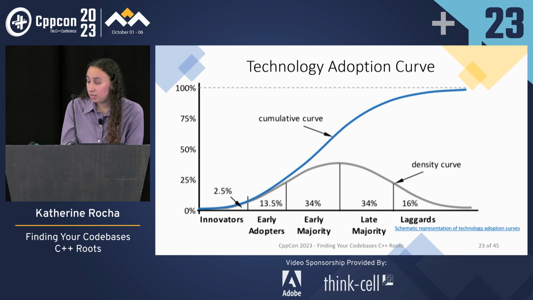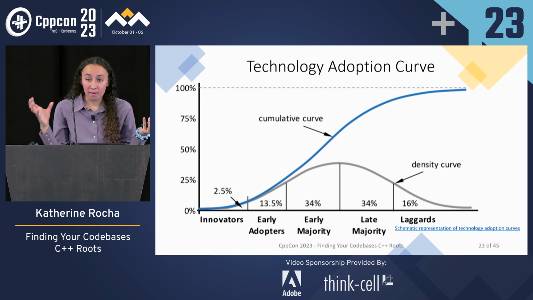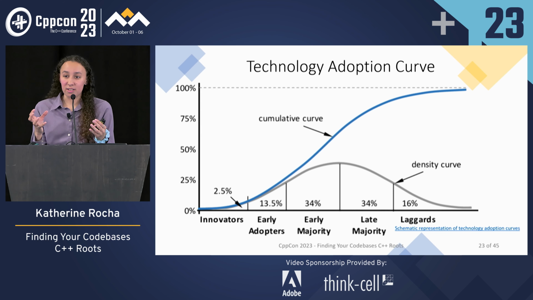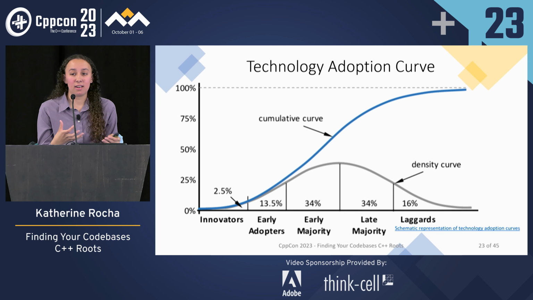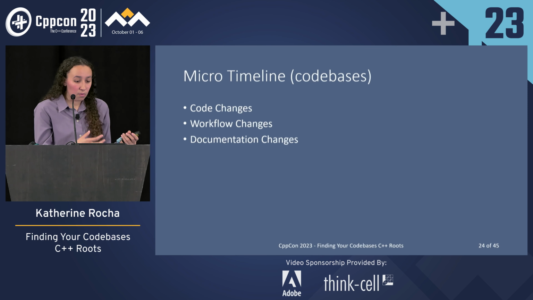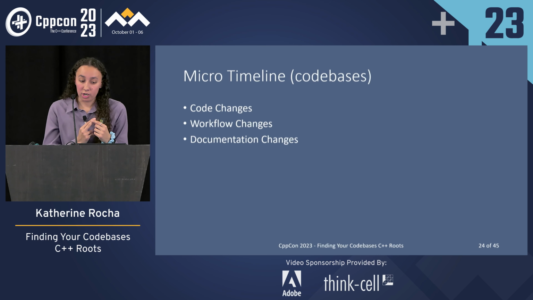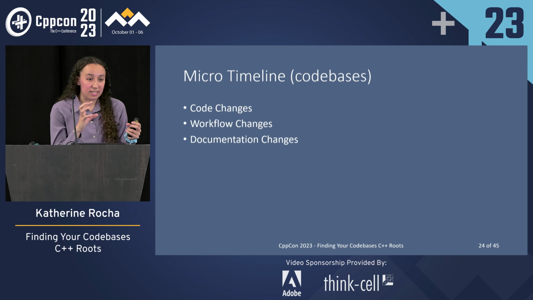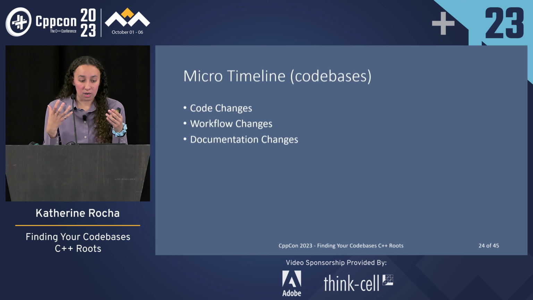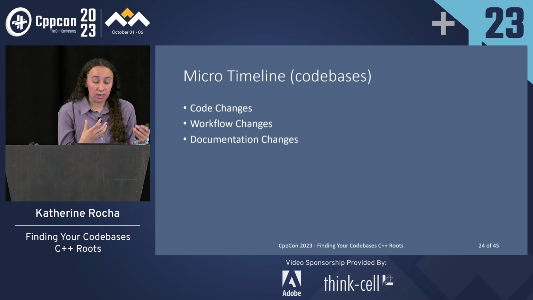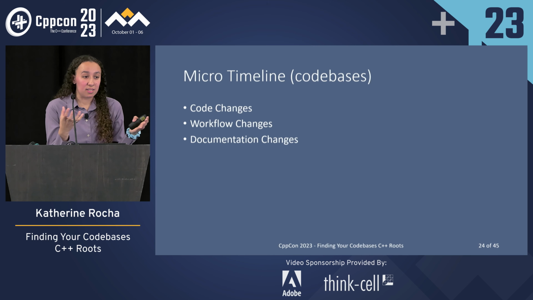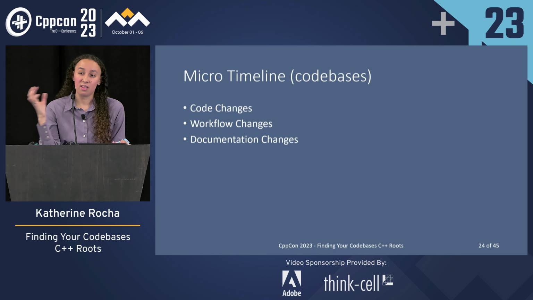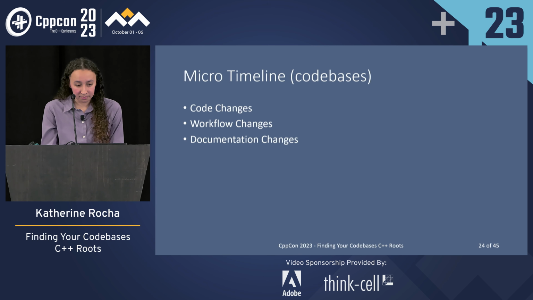So we're gonna look at two timelines here: the macro timeline and the micro timeline. The micro timeline is going to be that small codebase timeline, to try and characterize why our codebase does the things that it does. We're gonna look at the code changes, the workflow changes, and the documentation changes, and use that to characterize our codebase and understand what it is doing. Then we're gonna look at the macro timeline and look at C++ as a whole and understand why C++ is the way that it is, because that influences the design trends and the patterns that we have to deal with today.